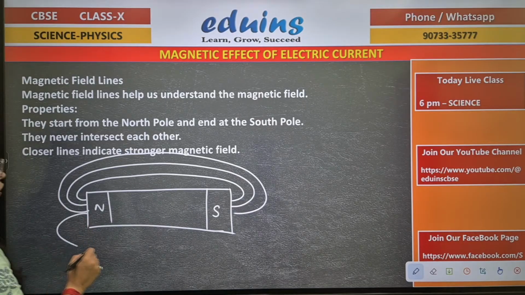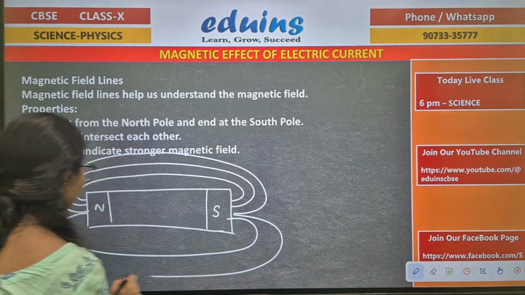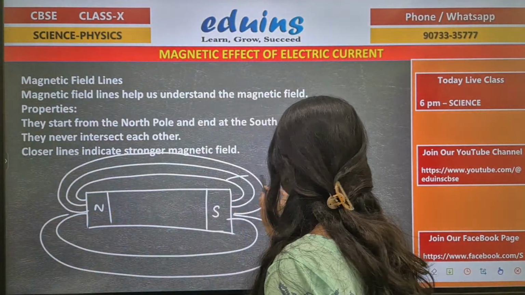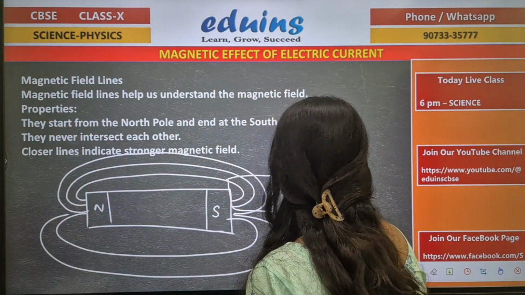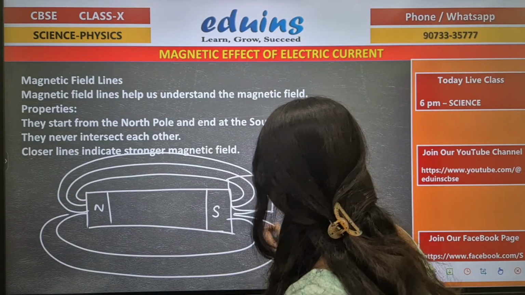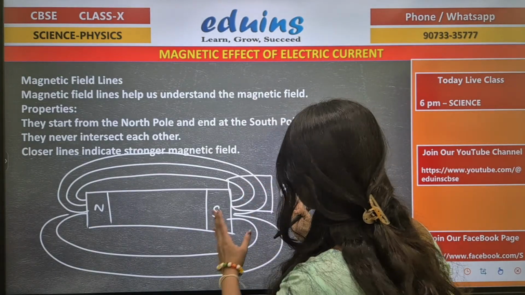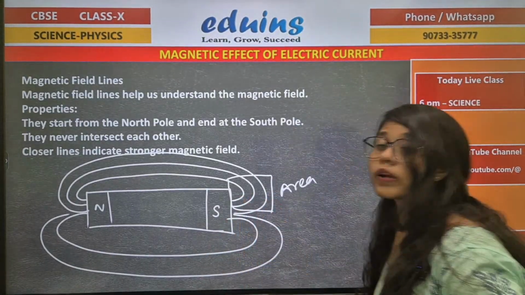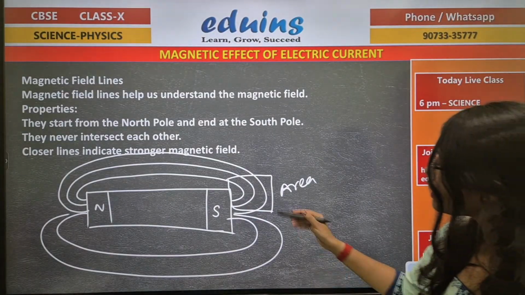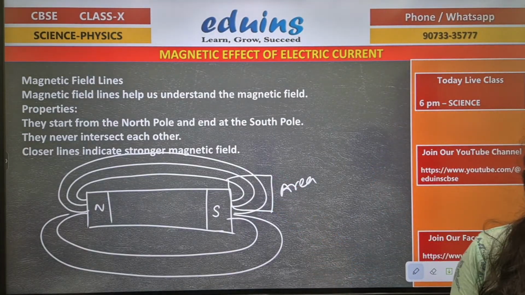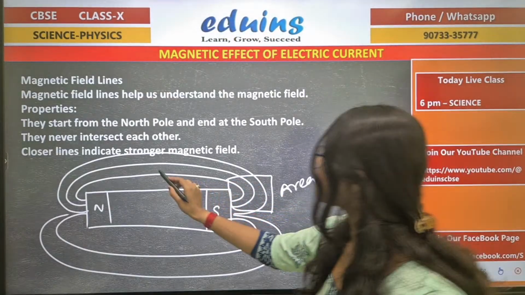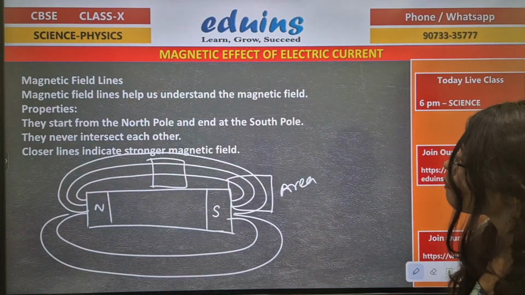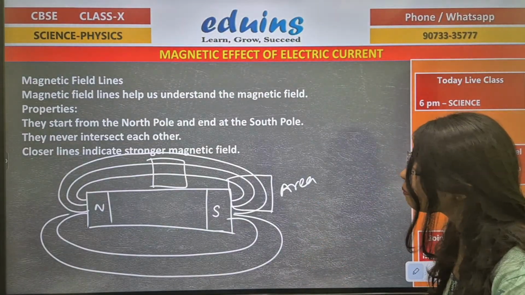For this magnetic field, if we take this portion, this area, the magnetic field lines are closer to each other. So the number of magnetic field lines there is greater than in the other portion. From this portion, this is greater. So here the magnetic field effect must be stronger.